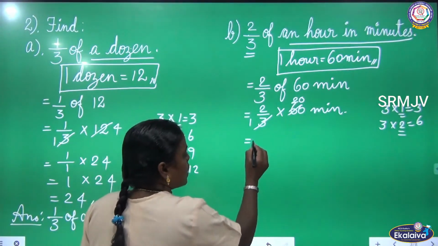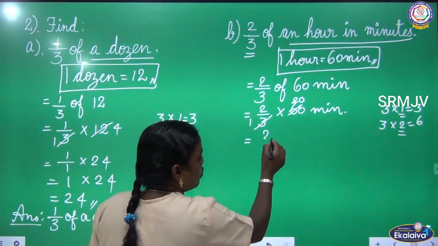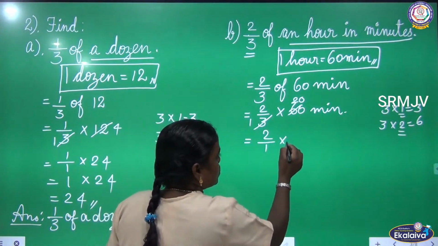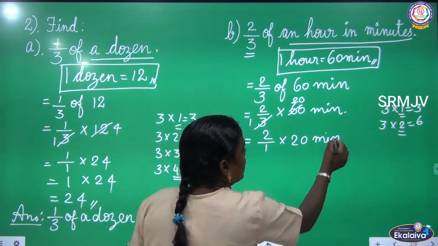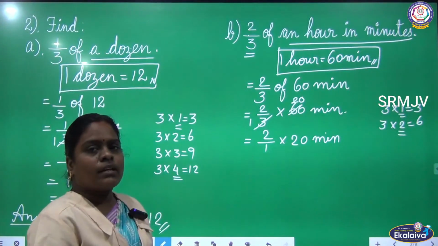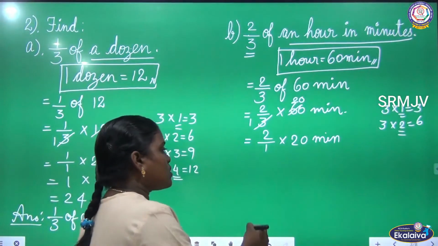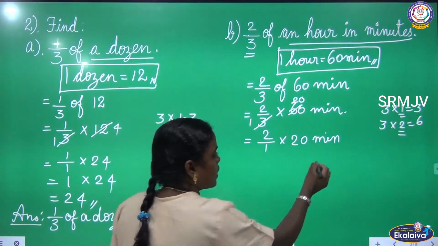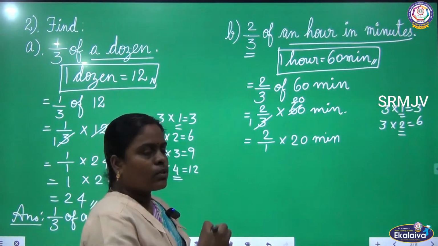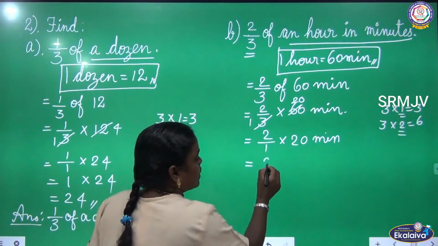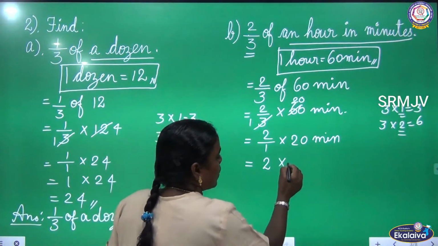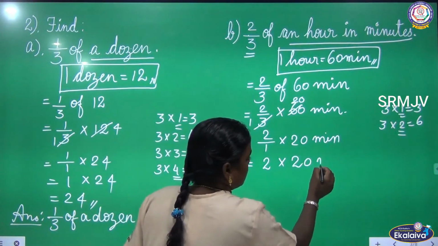What are the remaining numbers? 2 by 1 into 20 minutes. If any unit is given, you should write the term along with the units. So here minute is given, so you must continue the unit in every step. 2 by 1 equals 2. Multiply by 20 minutes.